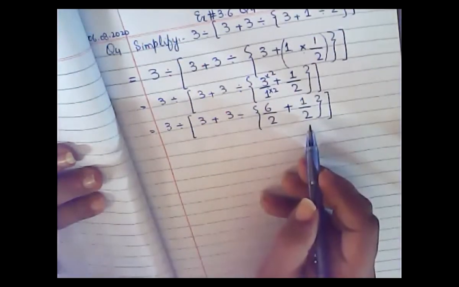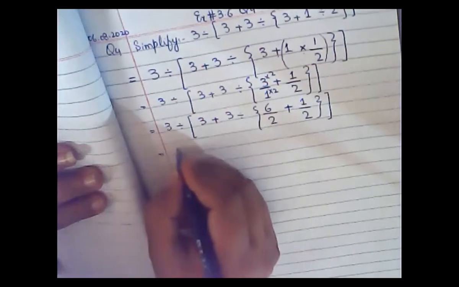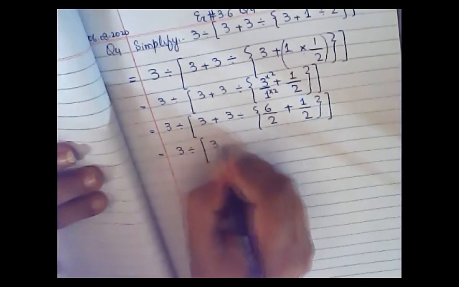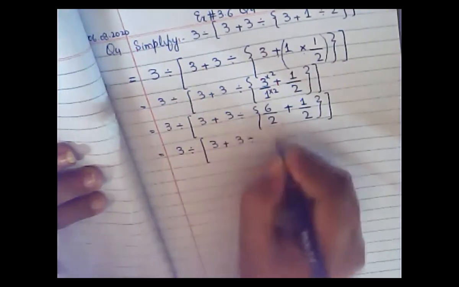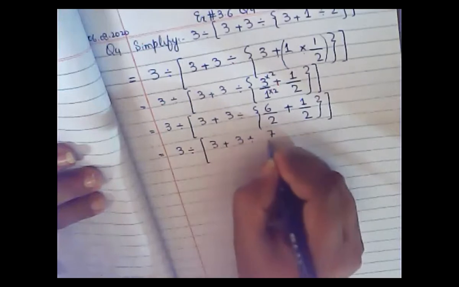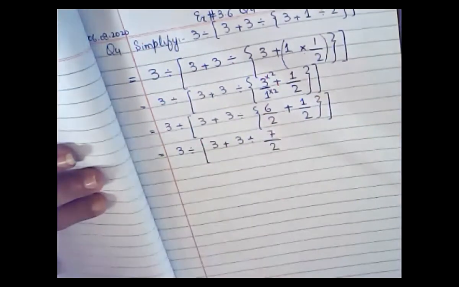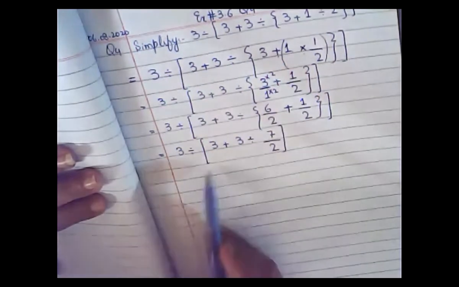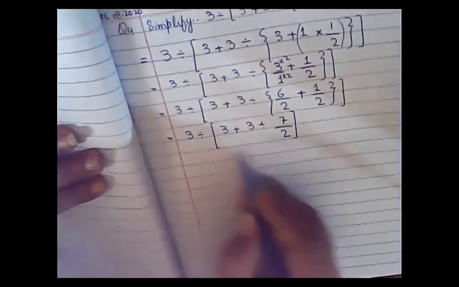Again, I have curly bracket here. So that's why I'm going to solve my curly bracket first. 3 divided by square bracket, 3 plus 3 divided by 6 plus 1 will become 7 upon 2. Okay, now my curly bracket has been completely solved here. That's why I'm not going to place my curly bracket here. What I'm going to place only here is the square bracket.